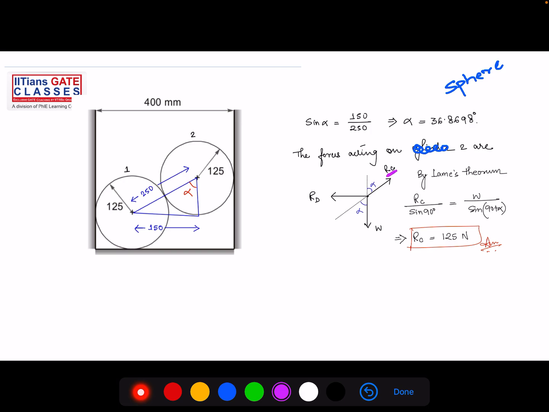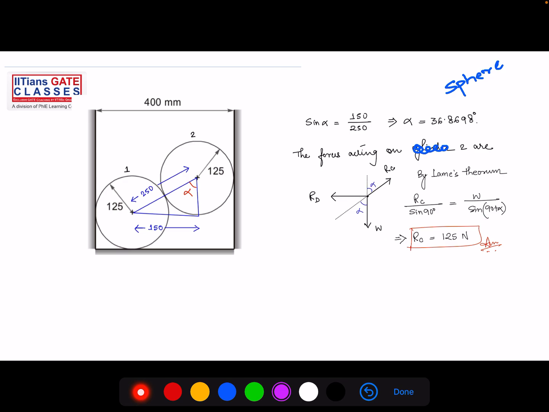Force divided by the sine of the angle opposite. So what is this angle? This angle is 90 degree, right? So RC divided by sine 90, the angle opposite to the force, is equal to W divided by sine of this angle, and this angle is 90 plus alpha. W divided by sine of 90 plus alpha.